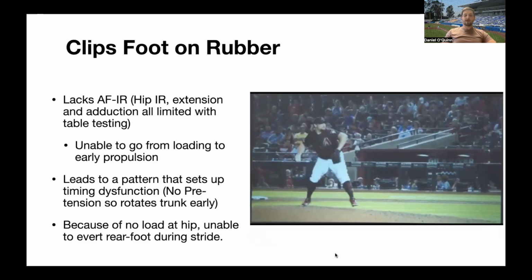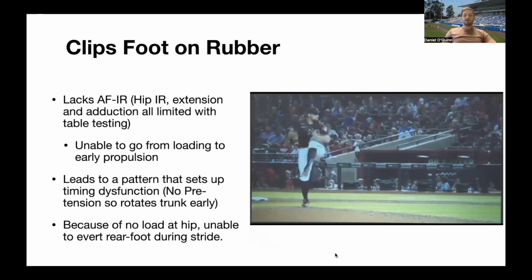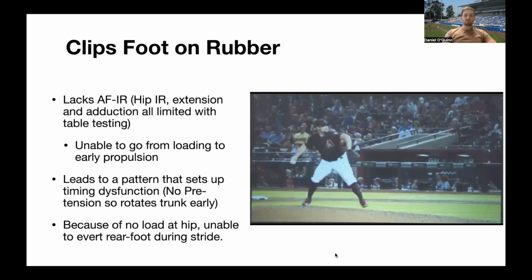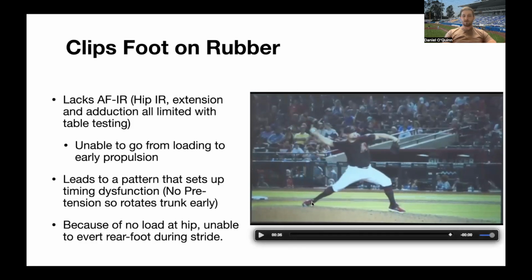And this leads to a pattern that sets up timing dysfunction because there's no pre-tension, so he rotates his trunk early. Because of no load at the hip, he's unable to ever load the rear foot during stride. And if you can see, he's picking up that rear foot during his stride, and now he's trying to open up his back side, his front side right here, to try to make up for what he's doing.